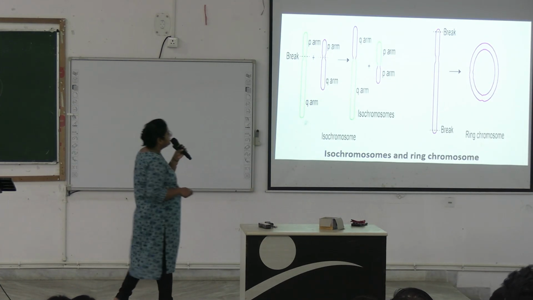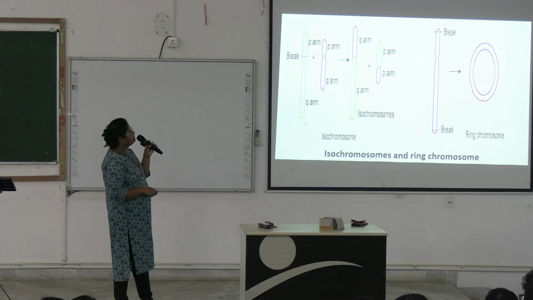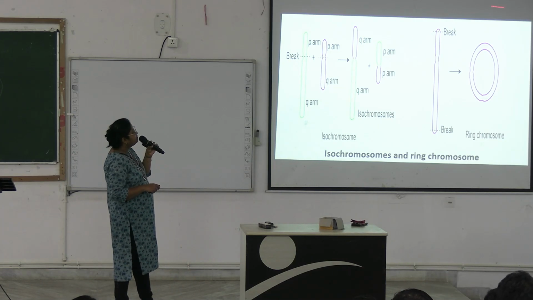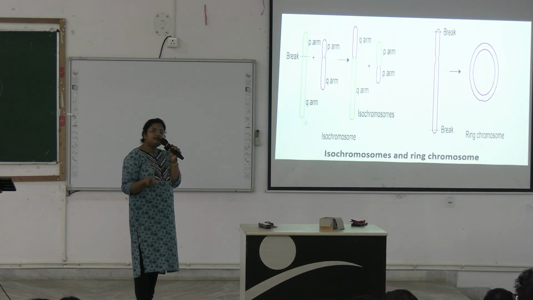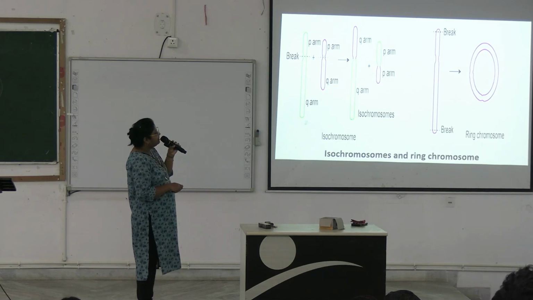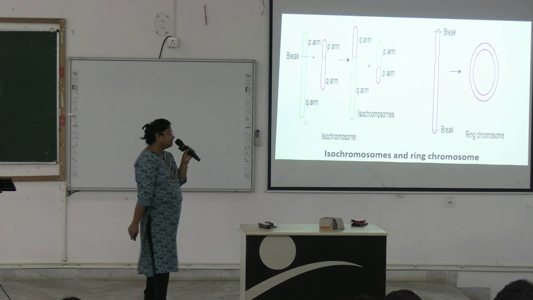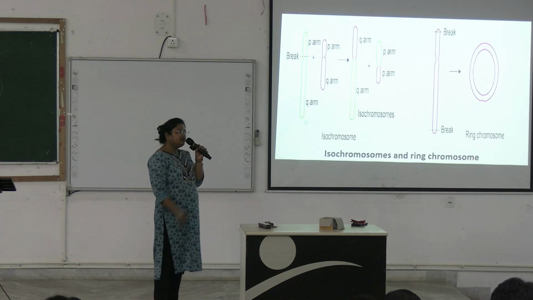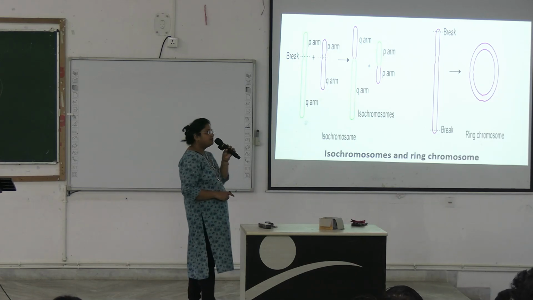Next is ring chromosome. The break is occurring at the two ends of the chromosome and these two ends become sticky due to loss of the telomere activity and they will join together to form a ring-like structure that is known as ring chromosome. Okay, understood? So these terms are important and this can come as your short note also: isochromosome, ring chromosome, like this.